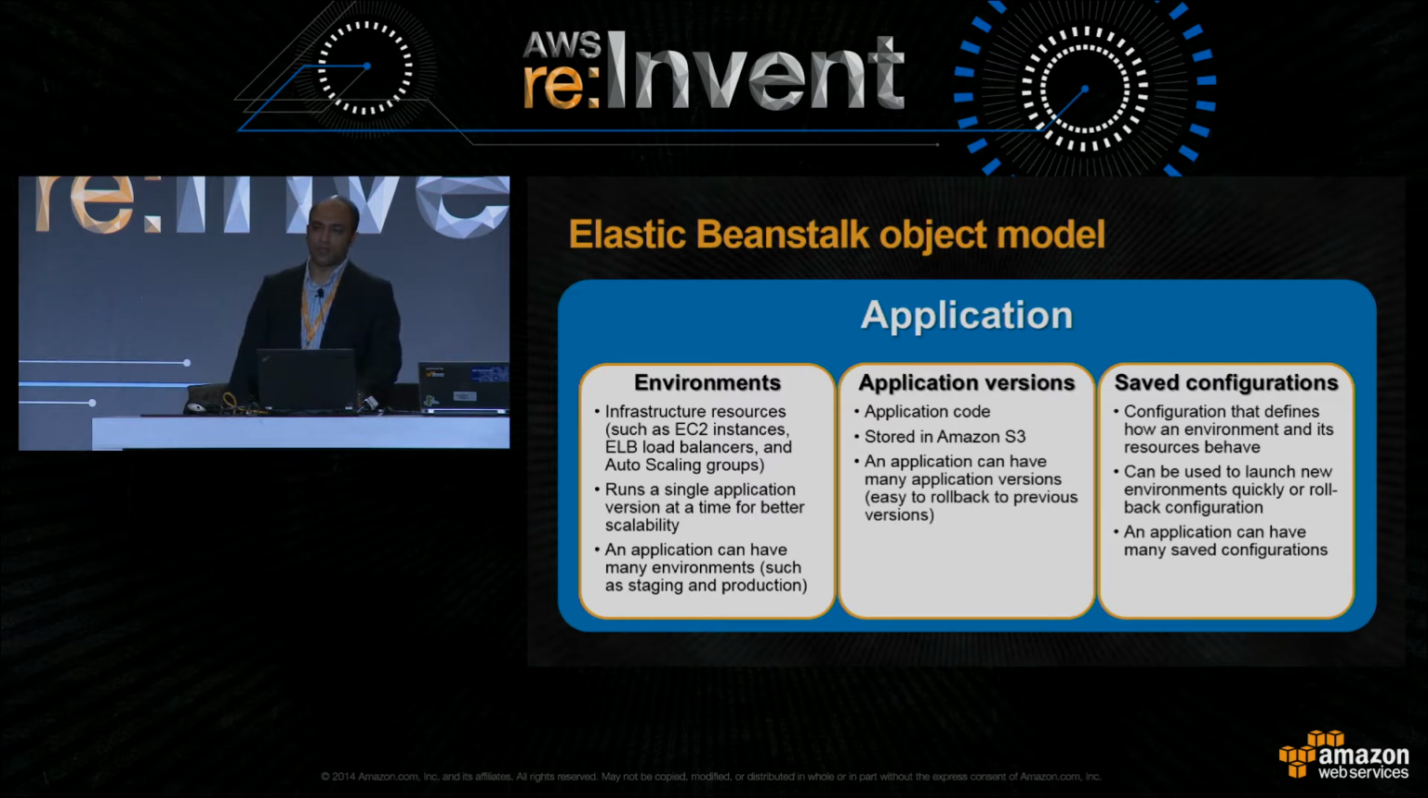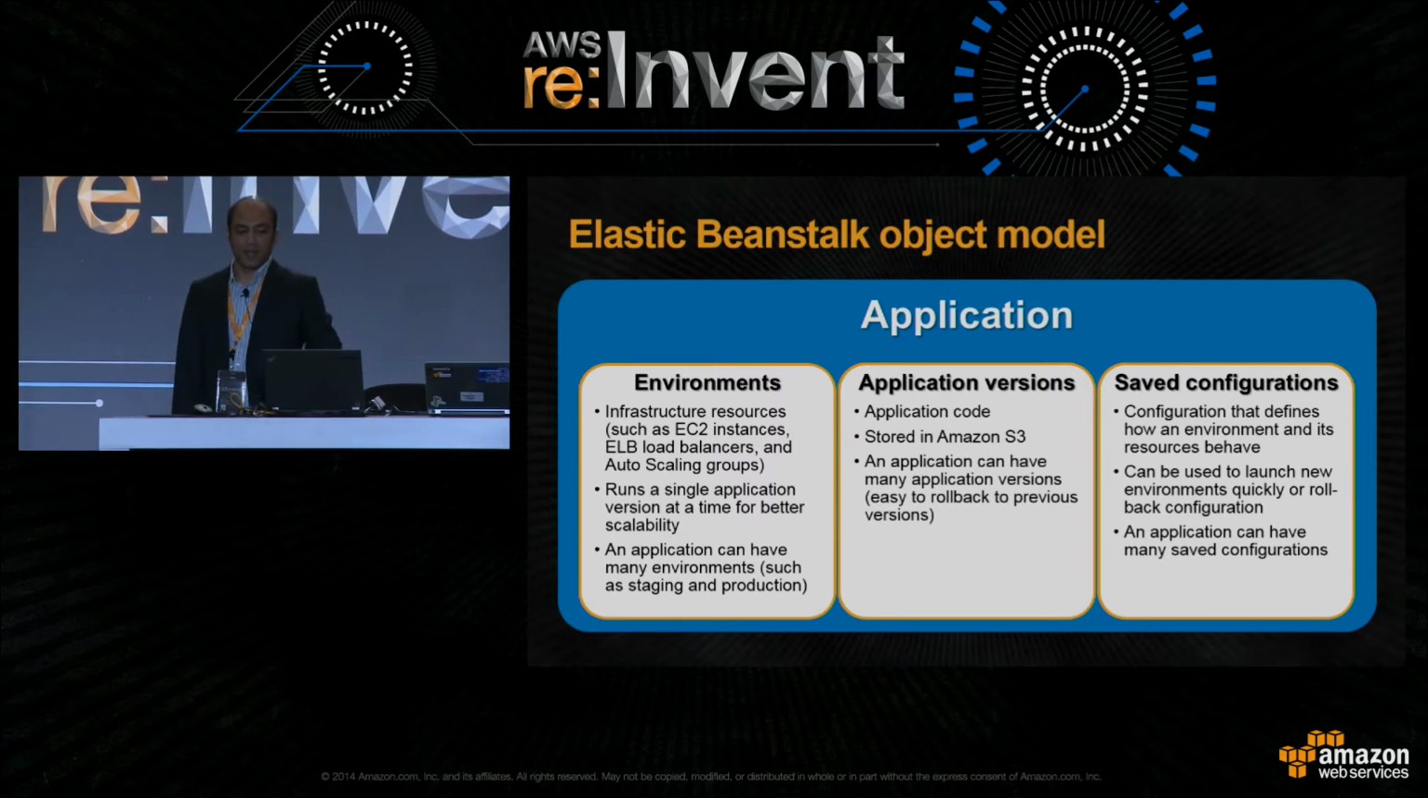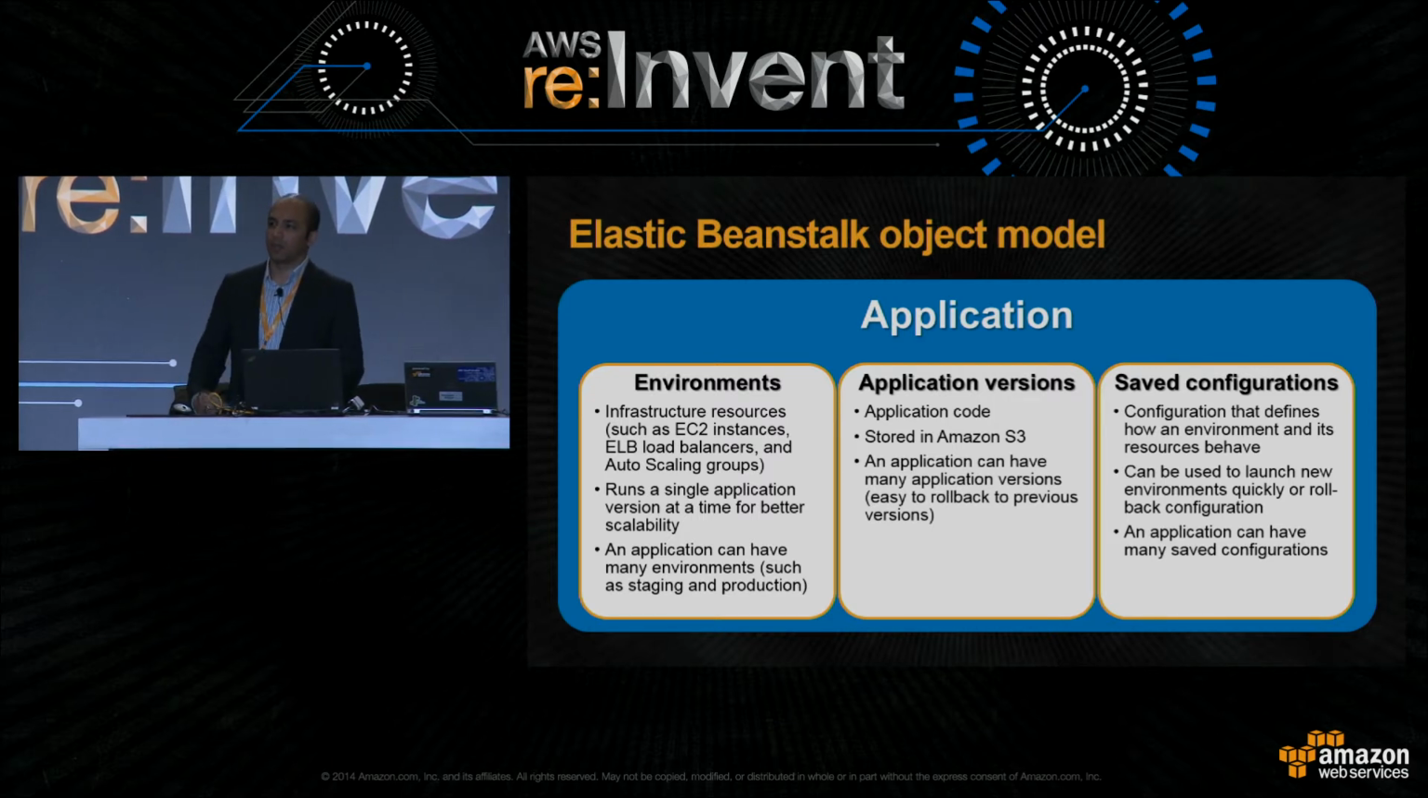And the third piece is saved configurations. These are configurations that define how an environment's resources behave. So for example, you've set up an environment and you've customized some load balancer behavior. Next time you go to create an environment, you don't want to redo that from scratch. So what you can do is save a configuration, which basically creates a snapshot of your current environment, and then allows you to recreate it. And you can have as many of these as you'd like.